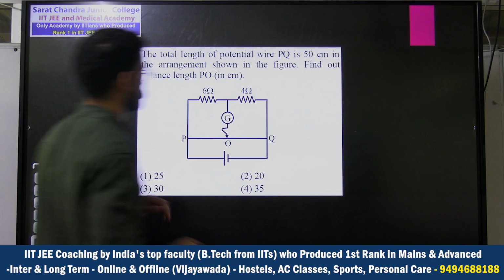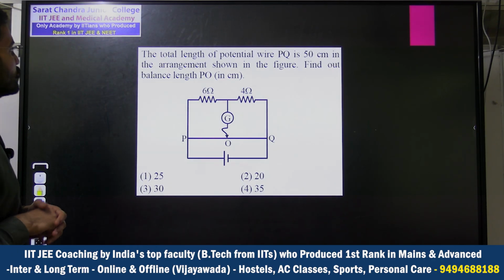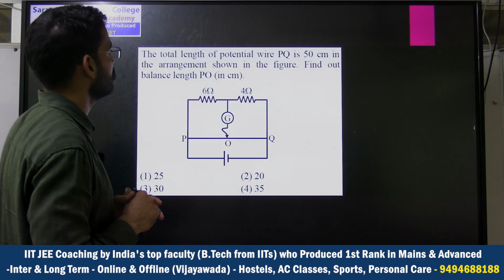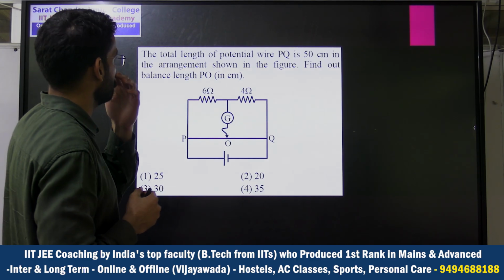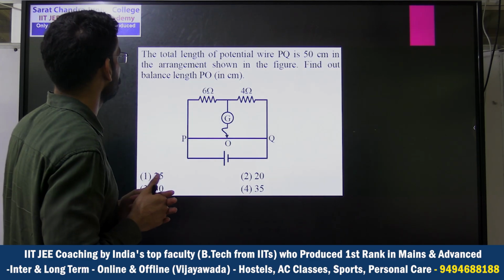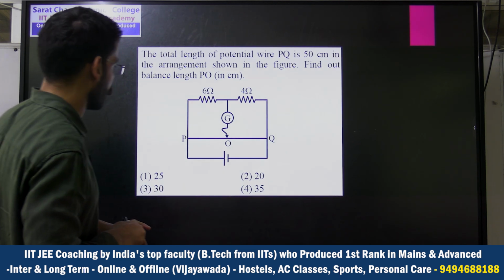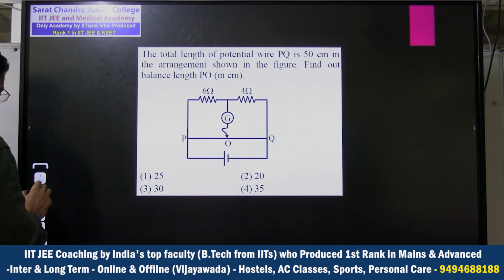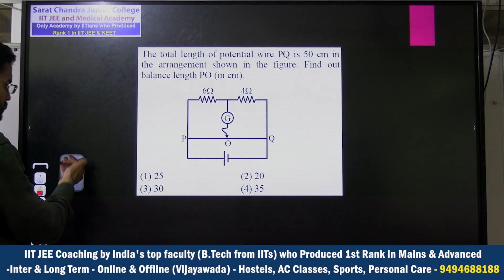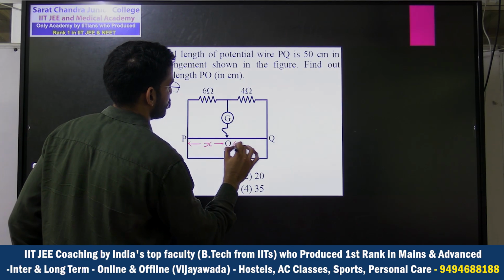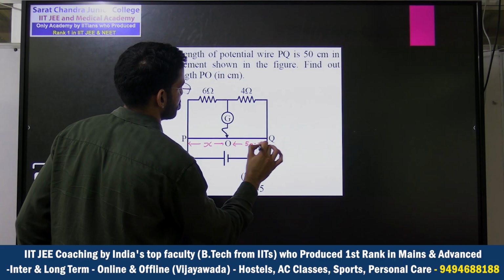Fluid mechanics 2-3 questions came. Next, this is your meter bridge. Total length of potential wire PQ is 50 centimeter. Instead of 1 meter he gave 50 centimeter. In the arrangement shown in the figure, find out balance length PO. See here, easy only. Assume this is X, so this is 50 minus X.